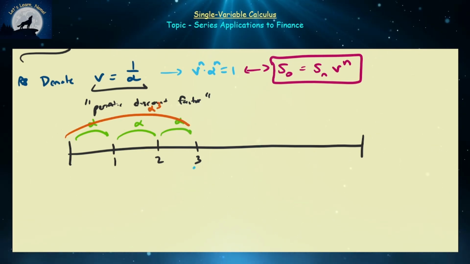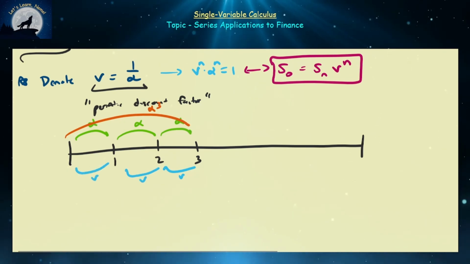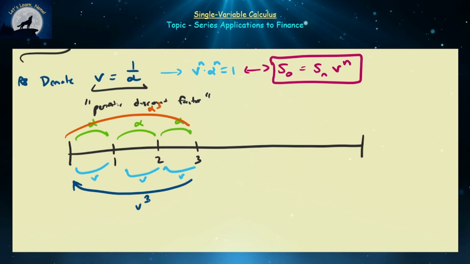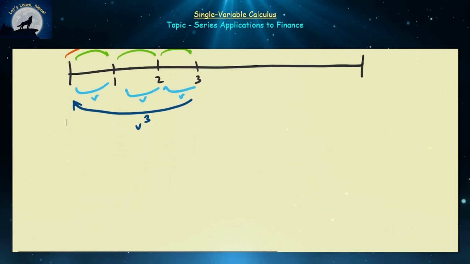Or we can go backwards, we can go backwards with nu, backwards one step with nu, or we can go backwards 3 steps with nu cubed. So that's pretty much the timeline perspective of how we can move money through time to see what those values are equal to.